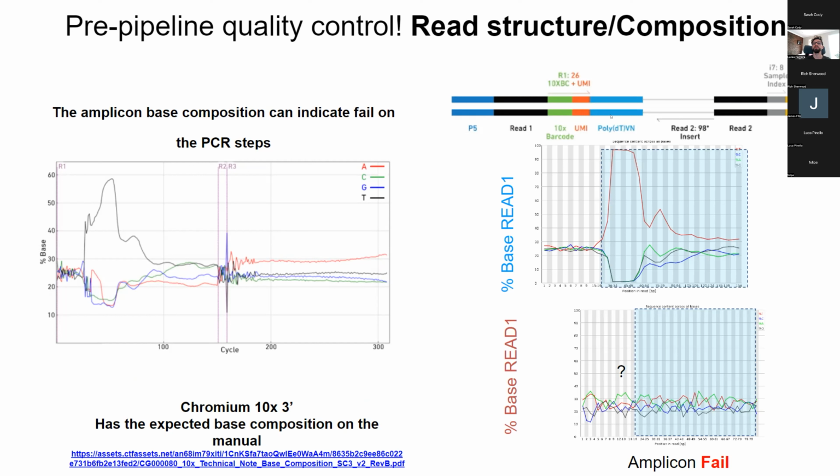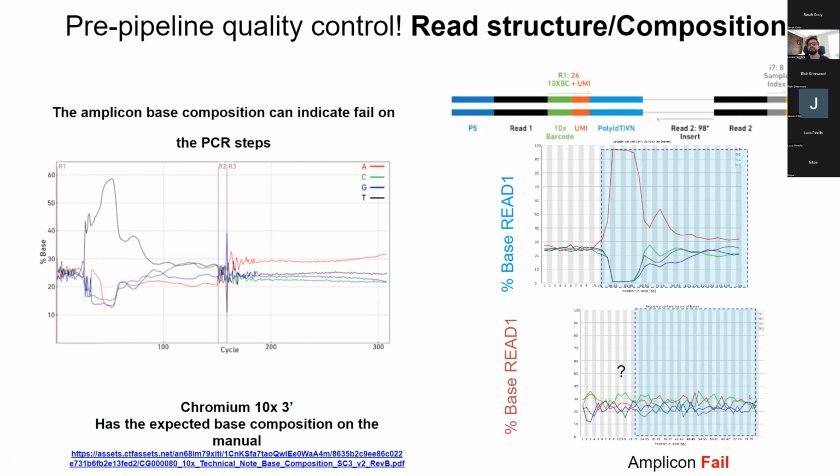if you read the structure of your read here, you expect, for example, to have this poly A tail in one of your amplicons. And if you go in the manual of the Chromium 10x, you will see that you are expected to see this huge variation when you see R1 here in this read for the guide.